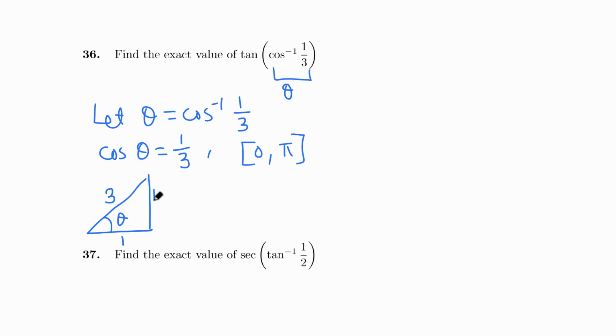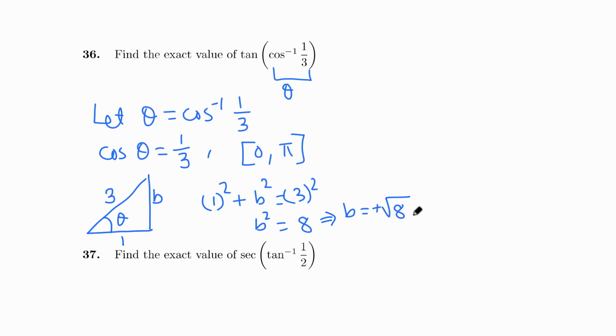Now we need the opposite side b, and this is a squared plus b squared equals c squared. So 1 squared, which is 1, plus b squared equals c squared, 3 squared, which is 9. Subtract 1 from both sides. So b squared equals 9 minus 1, which is 8. Take the square root of both sides. Then we get b equals plus or minus root 8, but we take the plus because this is a distance.